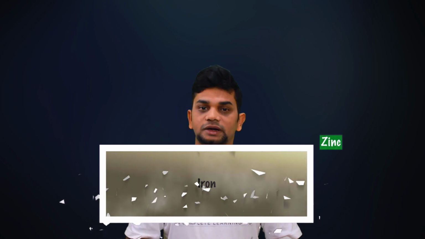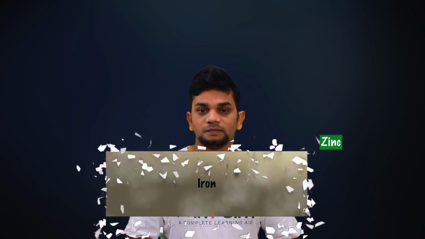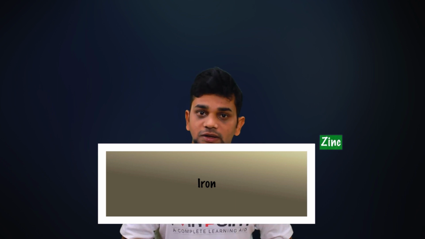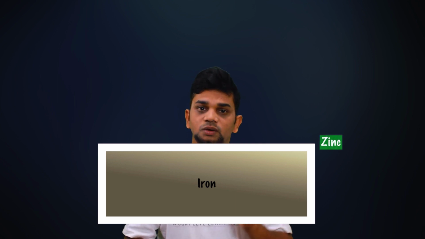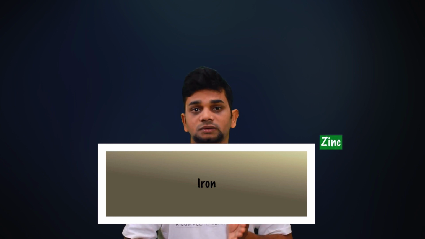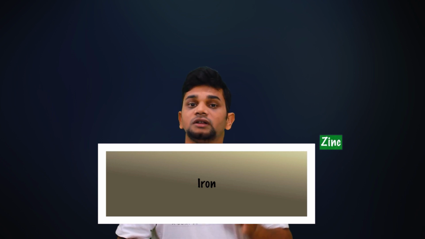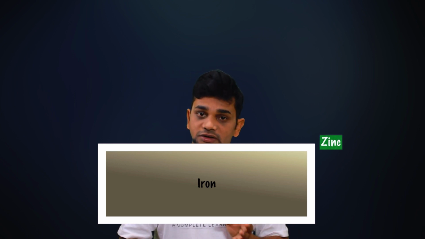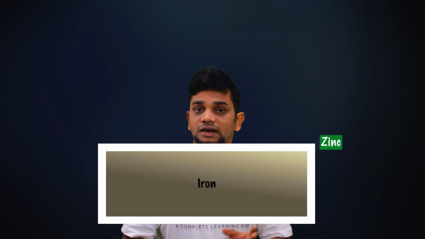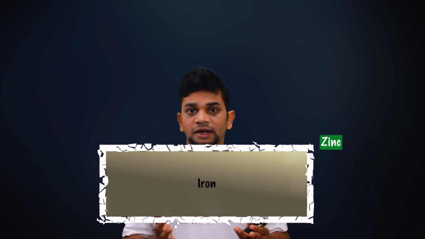So zinc is going to get corroded. Here zinc is undergoing corrosion. This zinc is more reactive than iron. The reactivity of zinc is more than iron. Because of that, if there is a break in this coating layer also, the iron is protected because zinc is more reactive than iron. So the zinc is going to get corroded because of the atmospheric reaction, and iron is protected from the corrosion.